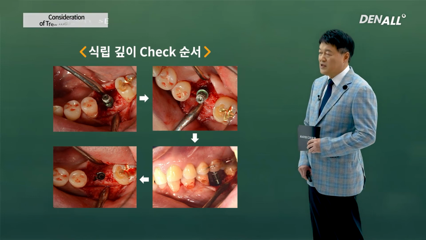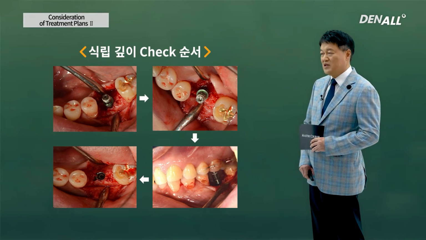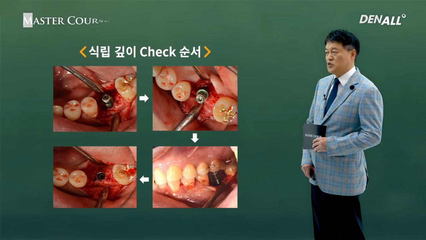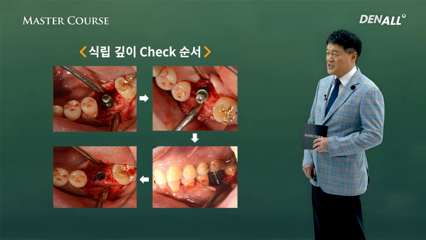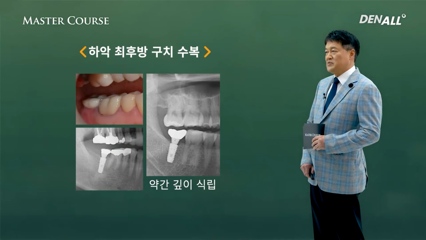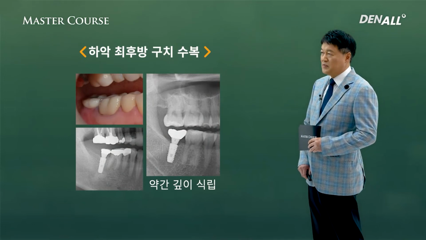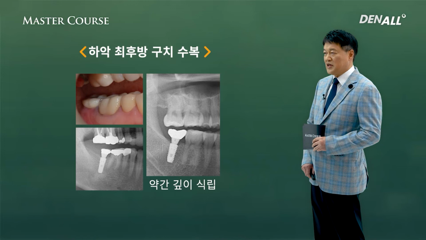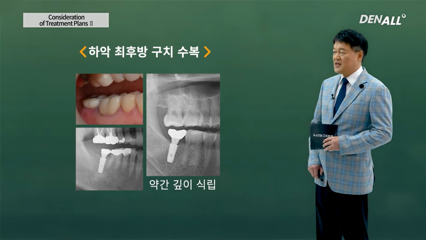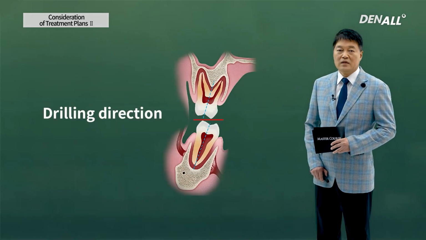At the final stage, remove the mount. Check if the entire fixture is positioned 0.5 to 1 millimeter inferior to the bone, and if necessary, use the fixture driver to adjust the depths. As mentioned earlier in the previous lecture, in the mandible posterior area, there are a lot of cases where there's a lack of space, so you need to place it a little bit deeply.